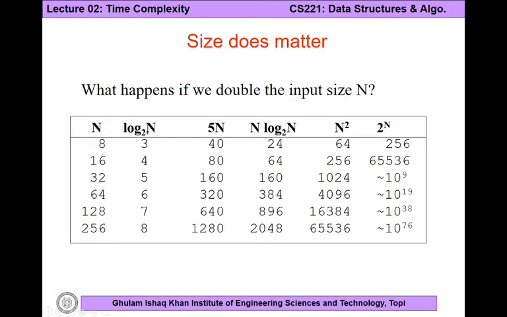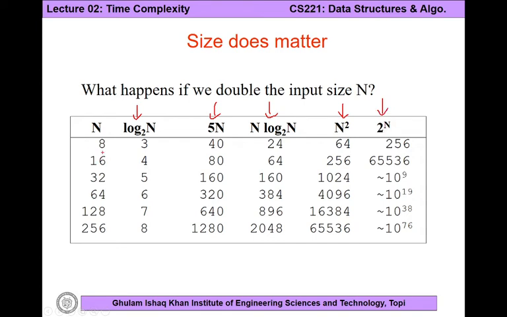So for a given algorithm which has a time complexity of log of n, there is another algorithm which has the time complexity of 5n. Another algorithm has time complexity of n log n. Another algorithm has the time complexity of n square. And finally, the last algorithm has the time complexity of 2 raised to power n, right?